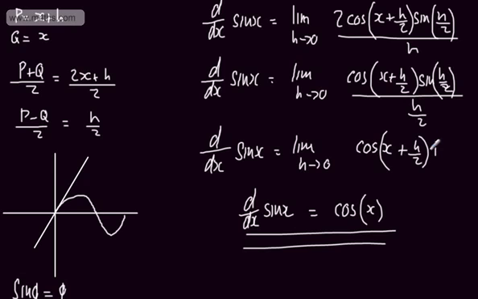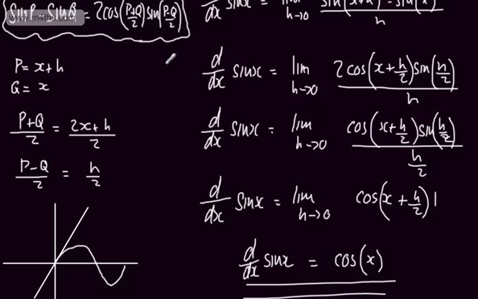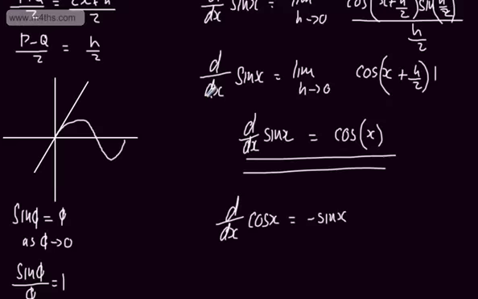As h gets very small, we end up with sine of h over 2, which is 1, and this now gives us the derivative with respect to x of sine x being equal to cos x. In terms of a proof for the derivative of cos x, we know from our standard results that this is minus sine x. There are similar ways of showing this using either double angle or these particular identities.